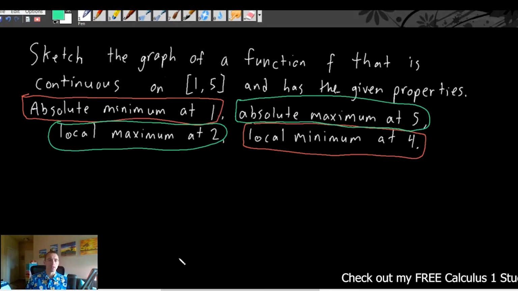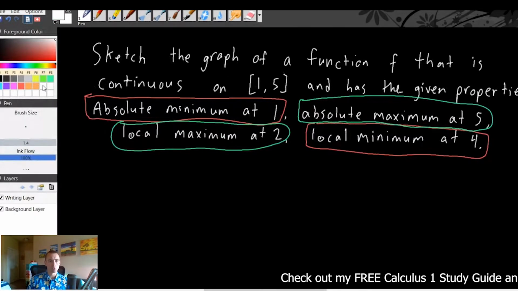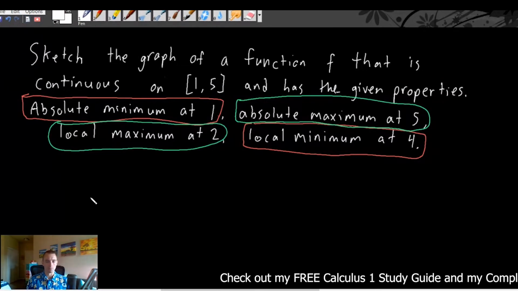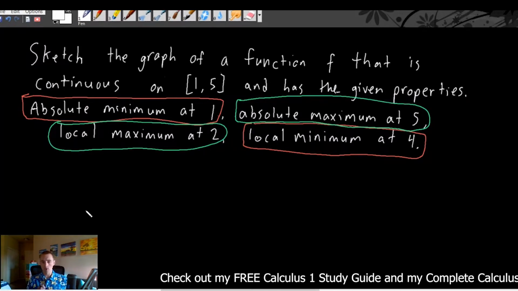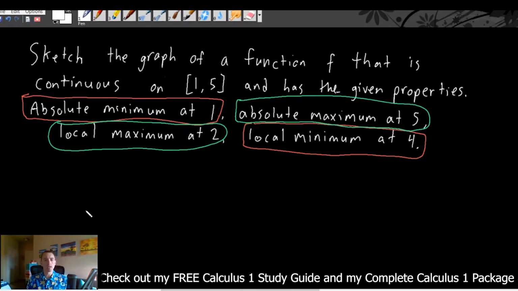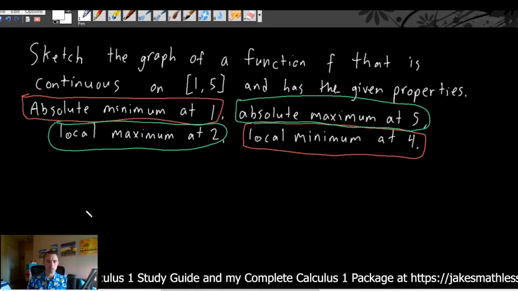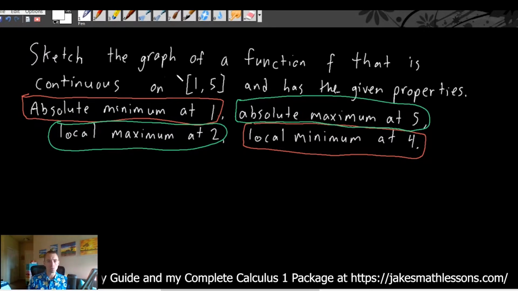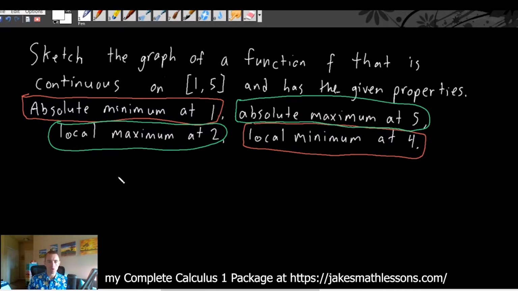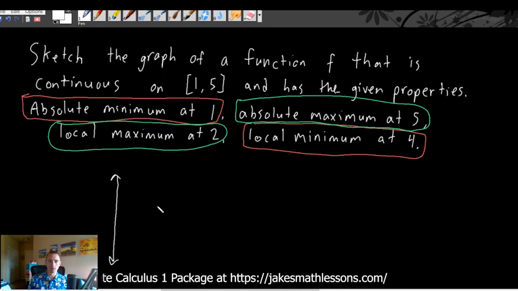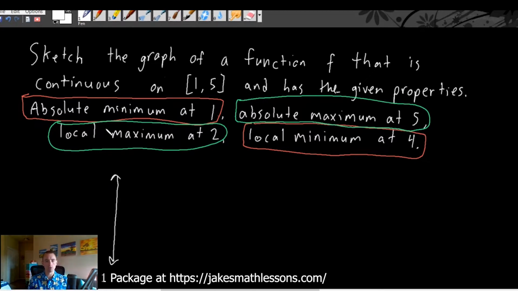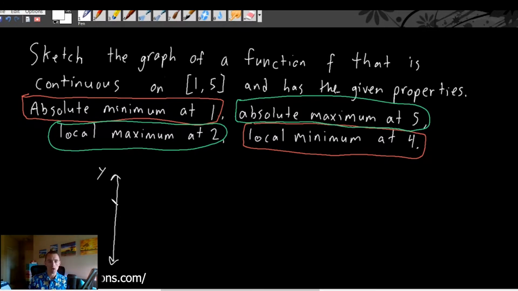Let's think again about the differences between a local versus an absolute maximum and minimum. Local means it's just higher or lower than all the other points really close to it. Absolute max or min means it's higher or lower than all the other points within the domain. So in this case, we are given a domain of 1 to 5. We don't really know anything about exactly the height of this function. We don't have any information on y values of this function. So it's really arbitrary where we want to put our y-axis in relation to our function.